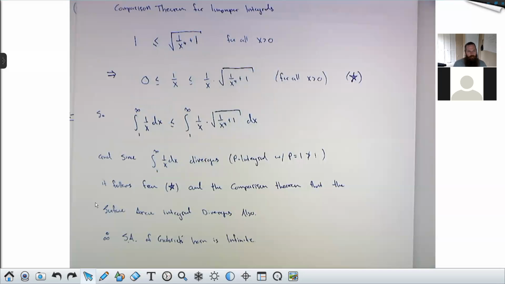That integral was a surface area, so the surface area integral diverges, and that means that the surface area of Gabriel's horn is not finite, it's infinite.